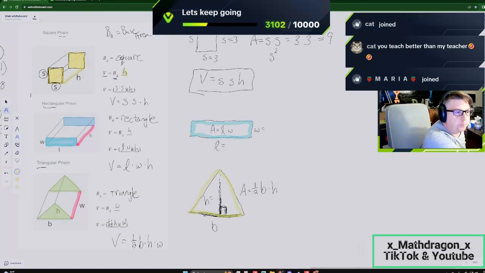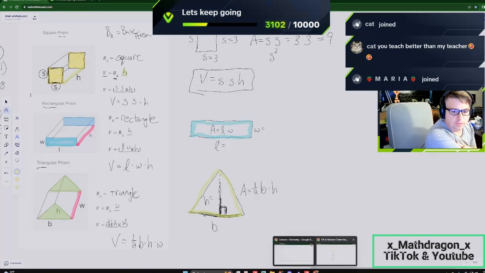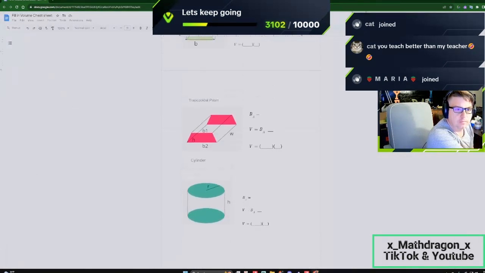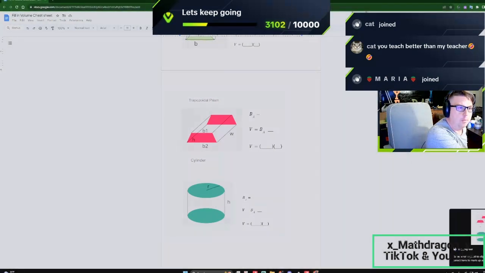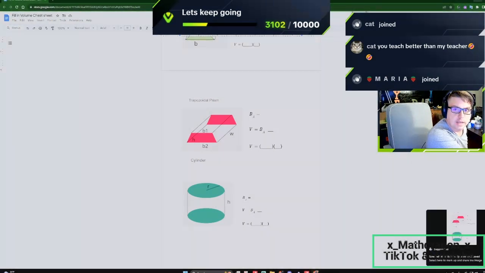All right, so we have the square, the rectangle, the triangle. How are you feeling so far? What questions could you have? Or what questions could somebody else have? Don't be afraid or hesitate to ask those either.